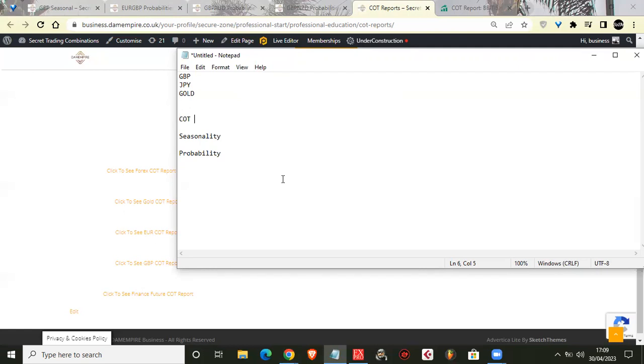Probability and seasonality work hand in hand, because seasonality could give us a date that could fall on a Saturday or a Sunday. But probability helps us pinpoint that I should go on Monday instead of Friday, or maybe the Thursday before or the Tuesday after, so it helps us narrow down and get a more concise entry in the market. So I've already selected an asset.